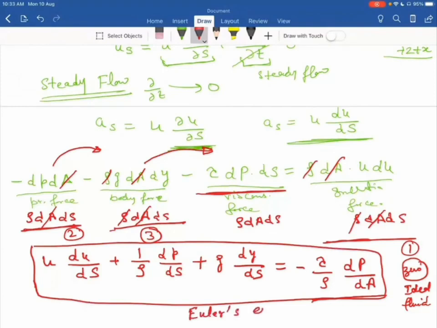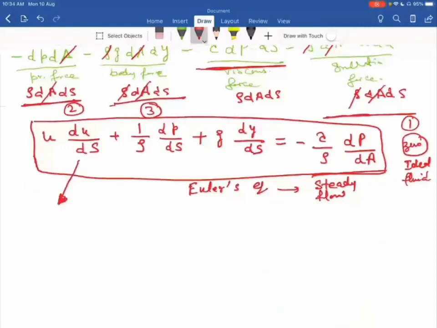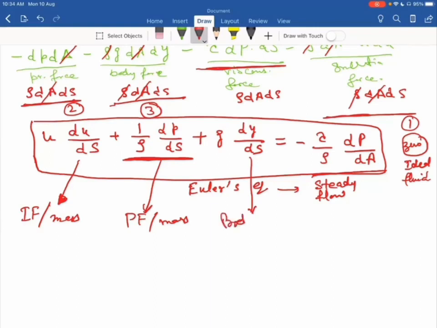In this, each term represents force per unit mass, and this is the equation with only one assumption, that the flow is steady flow. Now in this equation, the first term represents inertia force per unit mass. This term represents the pressure force per unit mass. This term is the body or weight force per unit mass. And this is the viscous or resistance force per unit mass.